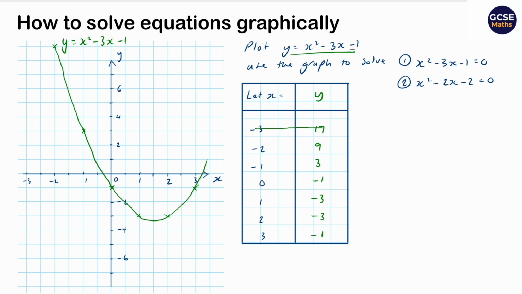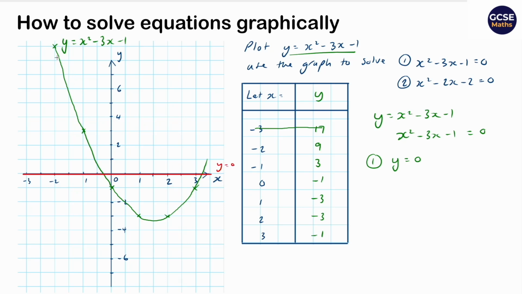The first thing to do is recognize that this equation y equals x squared minus 3x minus 1 has the same components as question number 1, x squared minus 3x minus 1 equals 0. Now, if you think about that, that means y equals 0. So for question number 1, we're actually going to solve this when y is equal to 0. What that means is we draw a straight line across all the points where y equals 0. That is on the x-axis. So that line there is y equals 0.